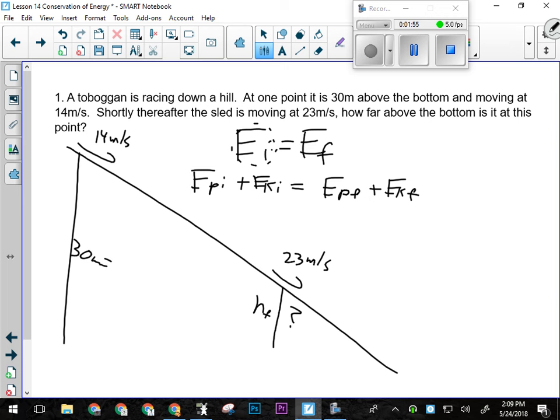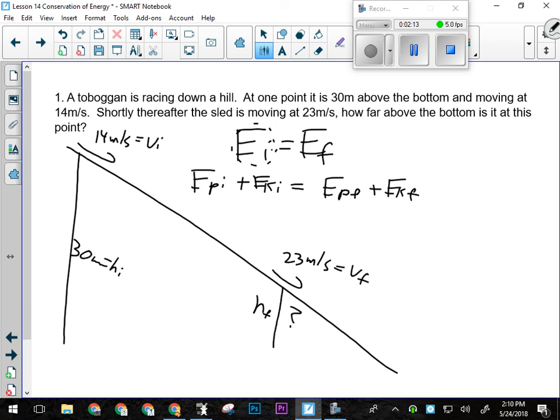I have the initial height, I have the initial speed, I have the final speed. Those are the things that I have. I don't know the mass of the toboggan, but do I need it? I don't. It's going to cancel because it's in every term. We'll see that in a minute.